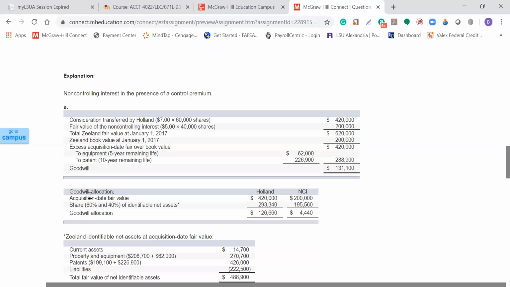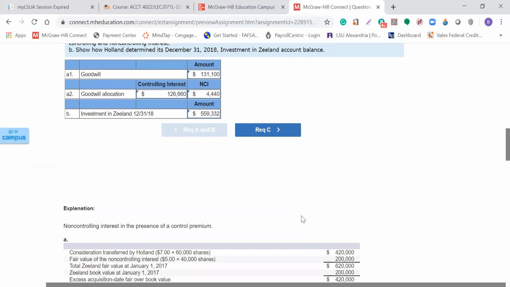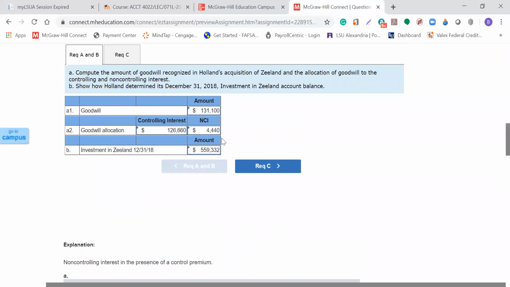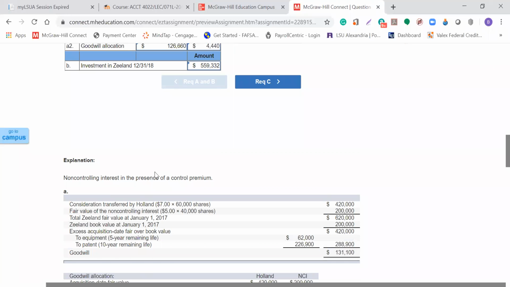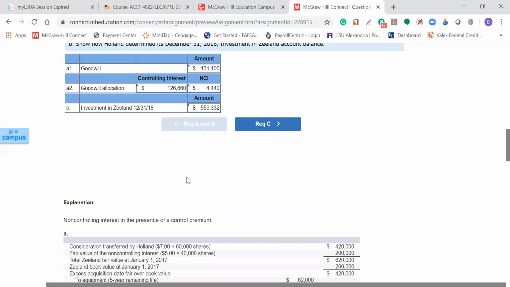When we look at our allocation, we look at the acquisition date fair value for Zealand and NCI, 60 and 40. Allocation of goodwill is $126,660, and $404,440 for the non-controlling interest, making our total investment in Zealand $559,032.